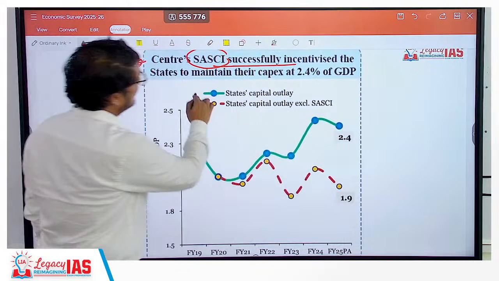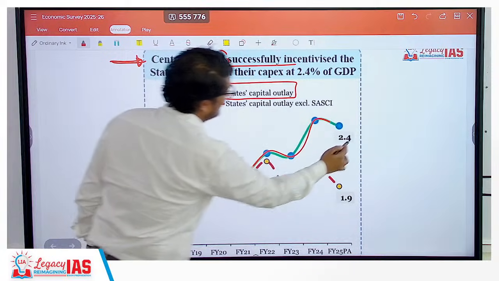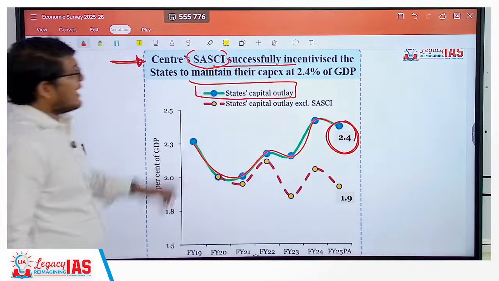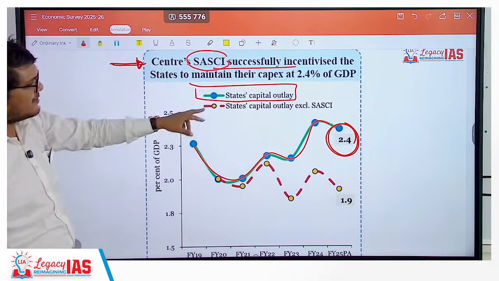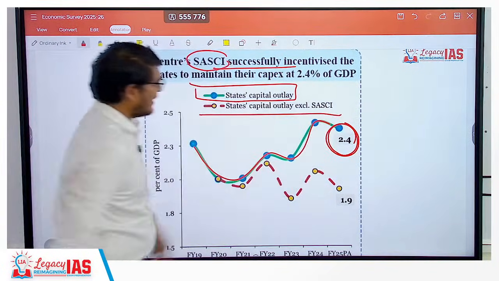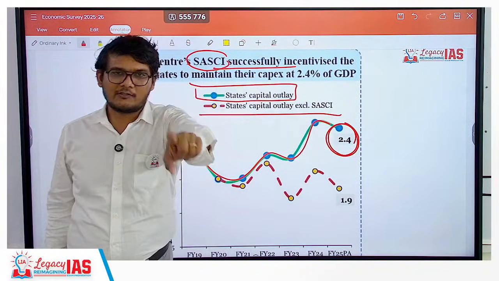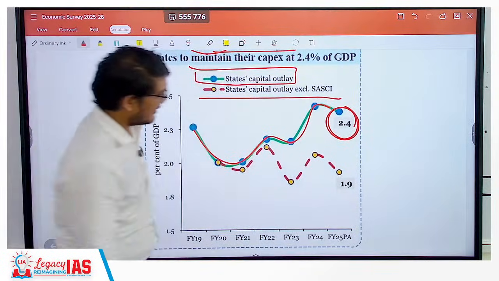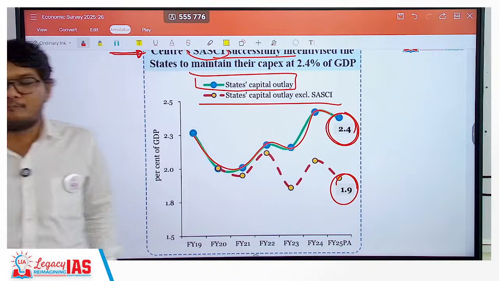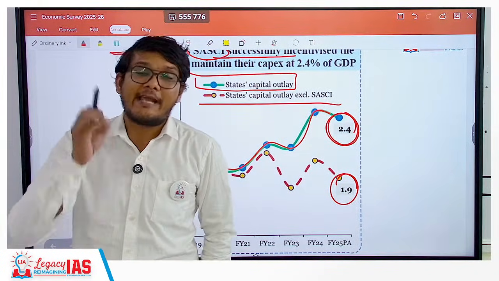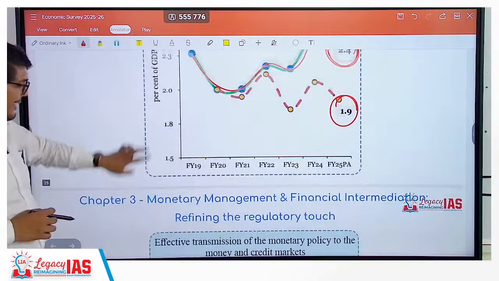So the state's capital outlay is this. You can see it is close to 2.4%. If this scheme had not been implemented, the situation would have been described by this dotted line, the state's capital outlay which excludes the special assistance from the central government. In that case, the percentage would have been simply 1.9. So this particular assistance by the central government to the state governments has actually helped them spend more on capital expenditure.